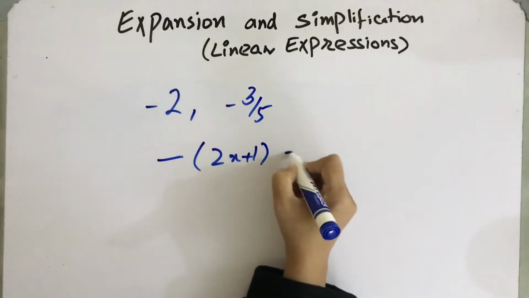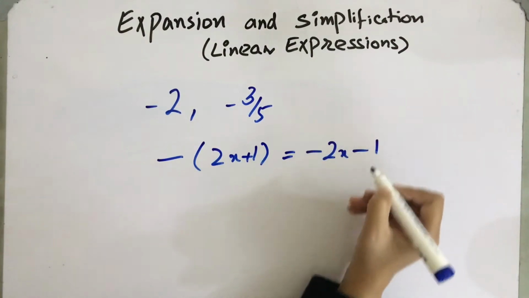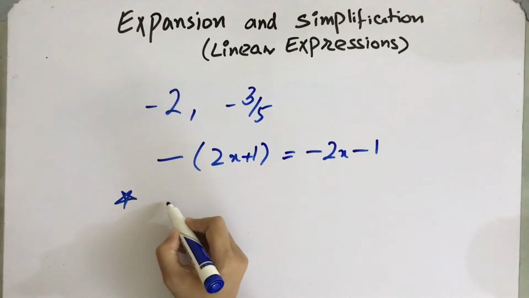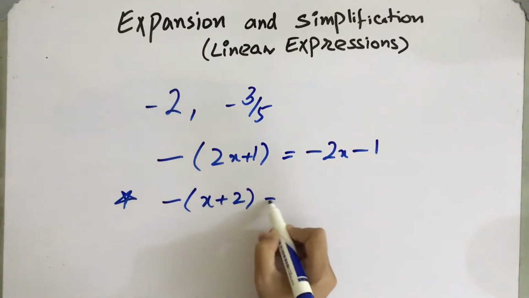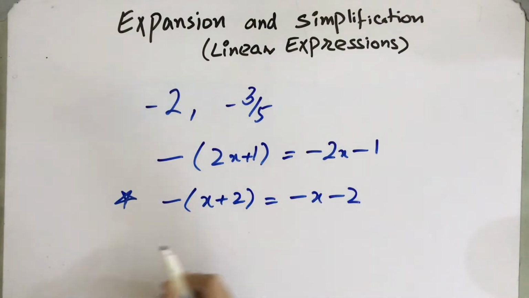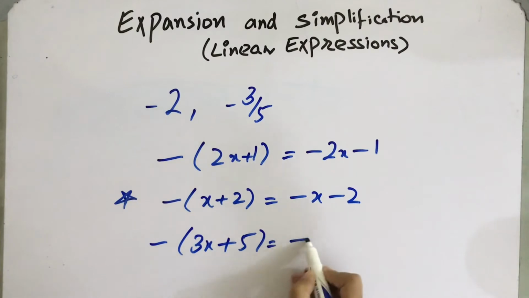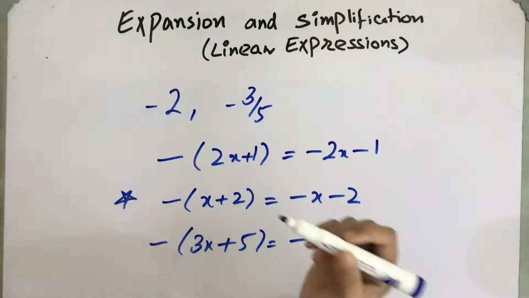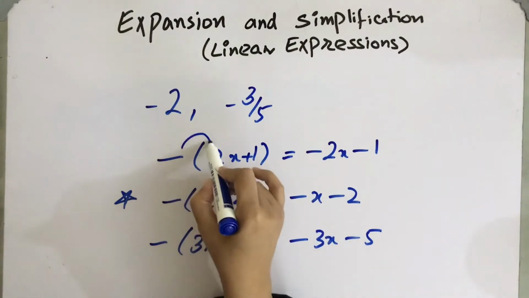I shall open the bracket and I shall change the inner signs. I shall have minus 2x minus 1. The negative of x plus 2 will be minus x minus 2. The negative of 3x plus 5 will be negative 3x negative 5. What we are doing, we are changing the signs of the terms. This negative sign will change the inner signs.